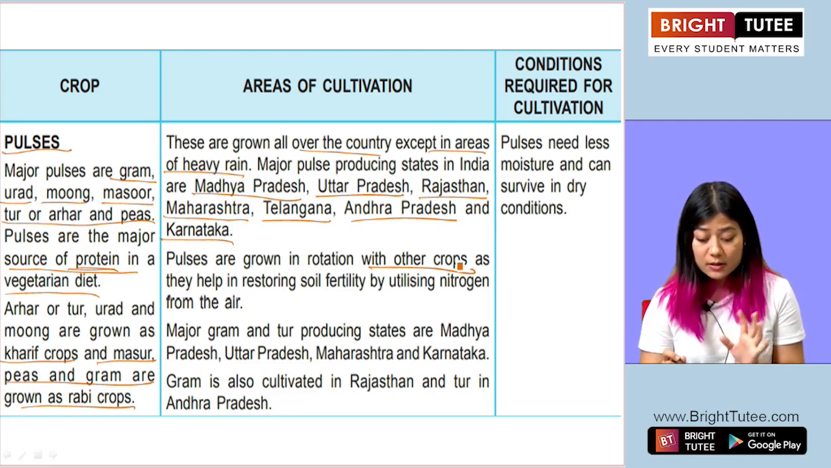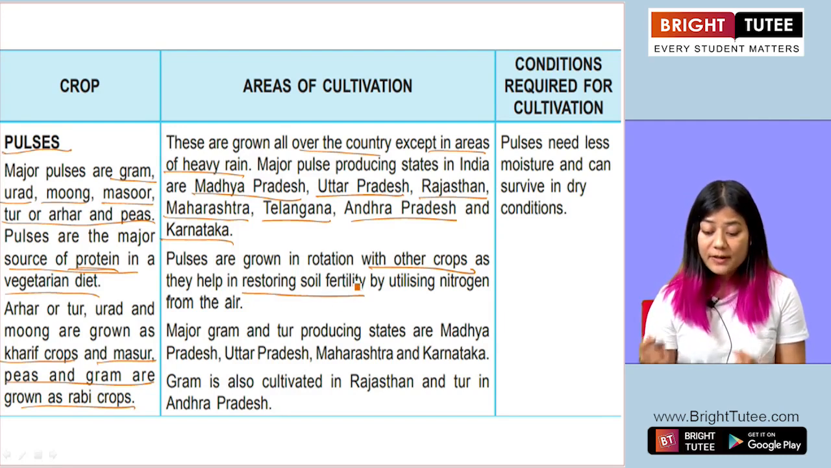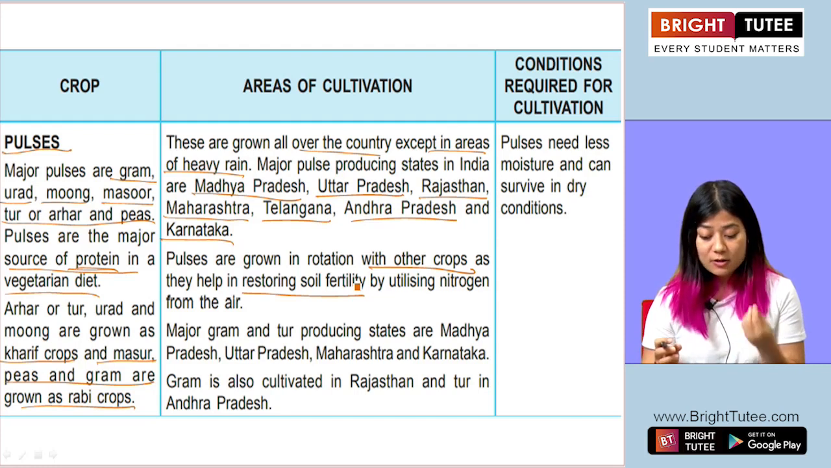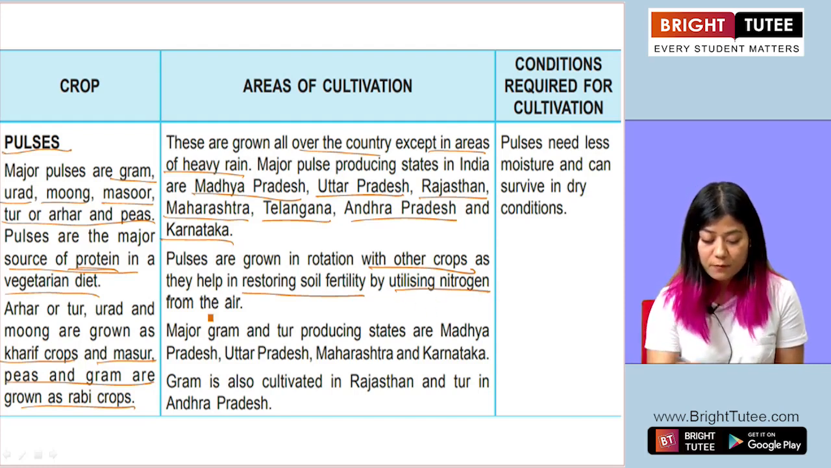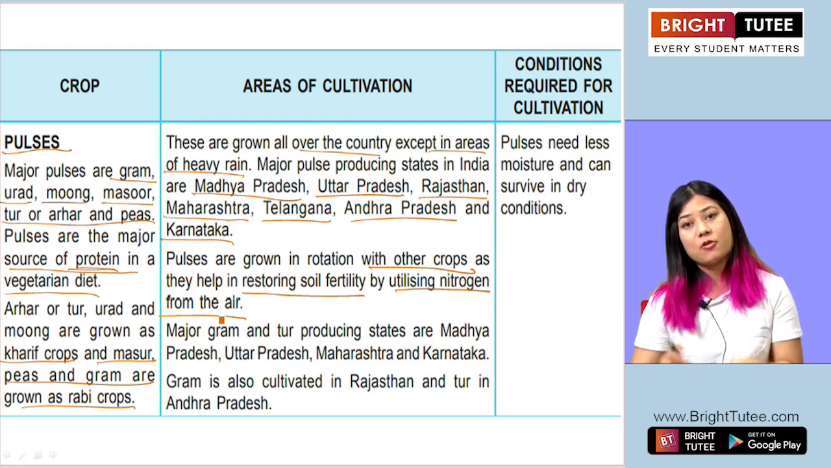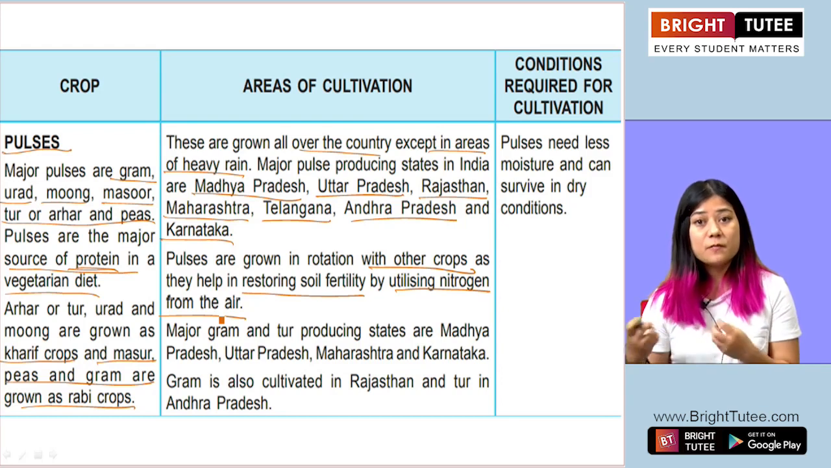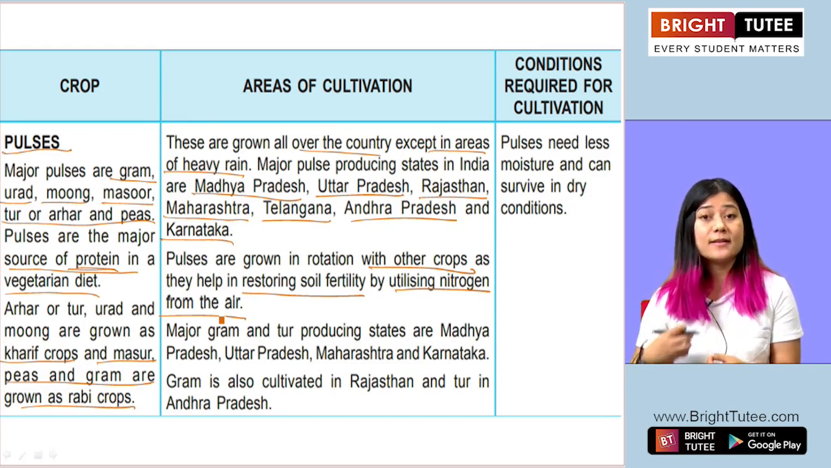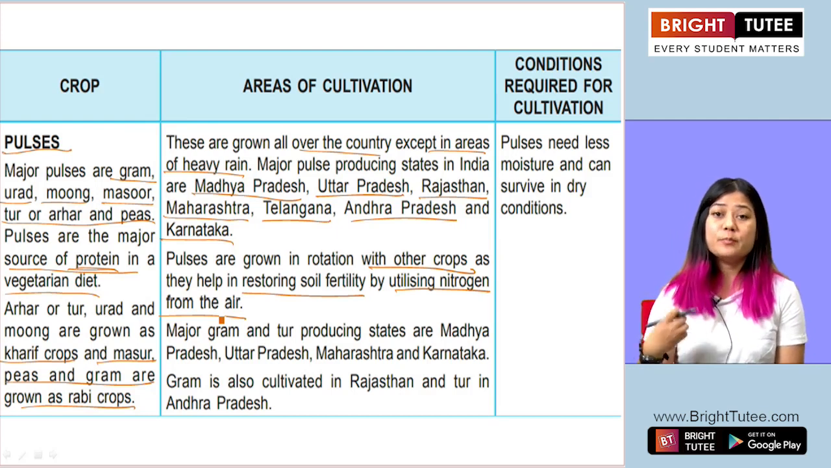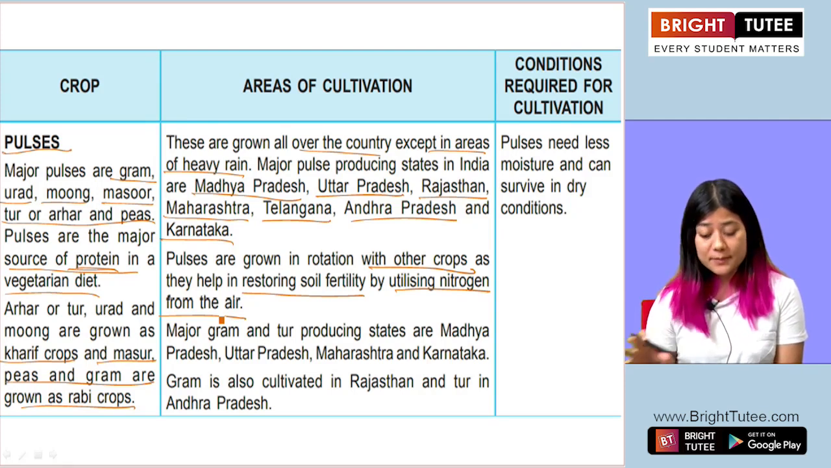It's because this rotational growing of pulses helps in restoring the fertility of the soil, because the pulse plants use nitrogen from the air and help make the soil fertile. So once they are harvested and the other crop is then cultivated in the same area, the other crop receives fertile soil, and that fertile soil boosts the cultivation of that particular crop.